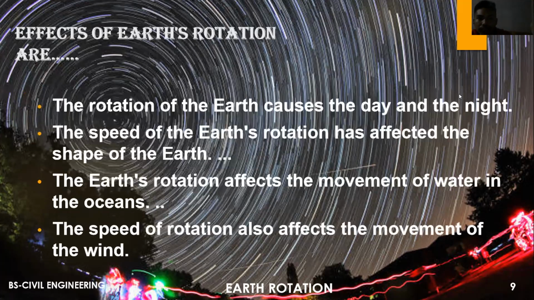Next, effects of Earth rotation. These are the 5 effects of Earth rotation. Number 1, the rotation of the Earth causes the day and the night. The speed of the Earth's rotation has affected the shape of the Earth. The Earth's rotation affects the movement of water in the ocean. The speed of rotation also affects the movement of the wind. So, gets naman, no? Na-research ko lang ito.